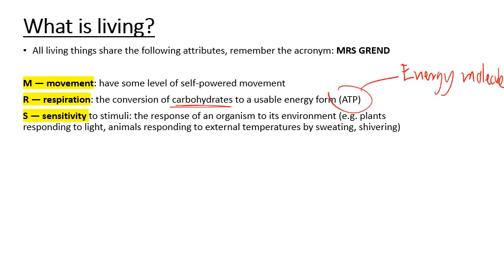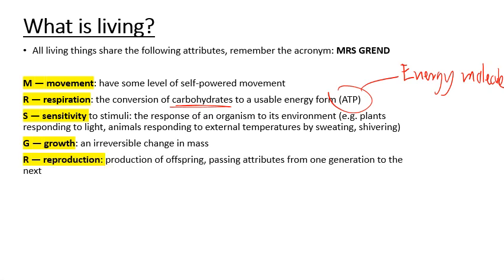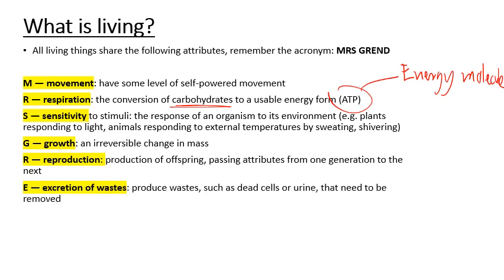Living things also have sensitivity to stimuli. They can detect and respond to things in their environment. They can all grow, change their mass and add new cells, or they can make their cells bigger. Every living thing has to reproduce. If you don't produce offspring, your species will die out. And we would have died out long ago if no species could reproduce.